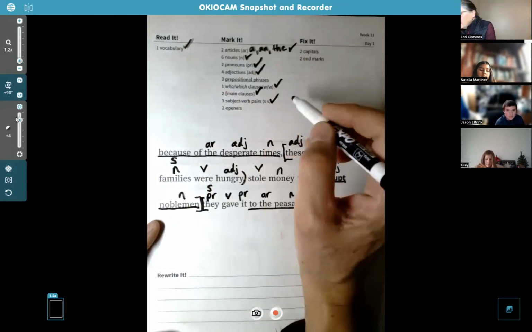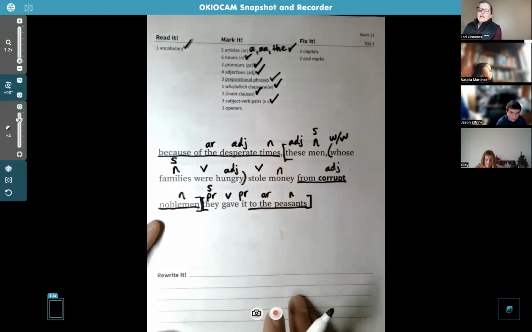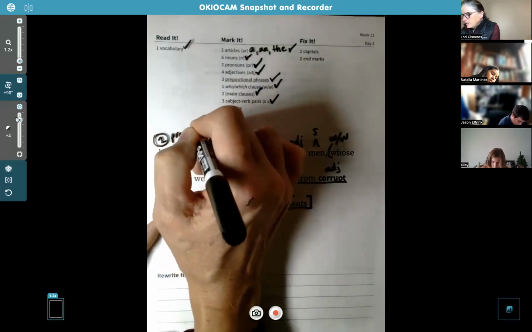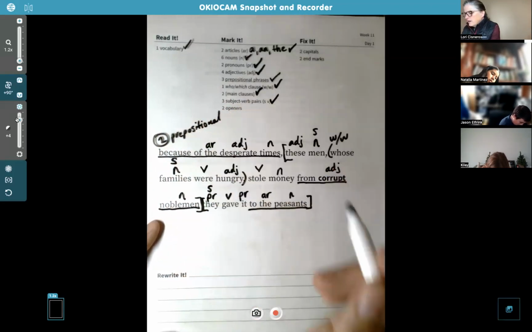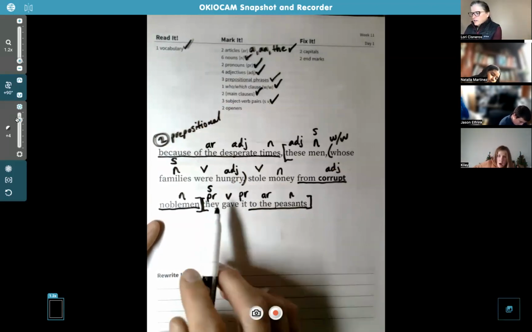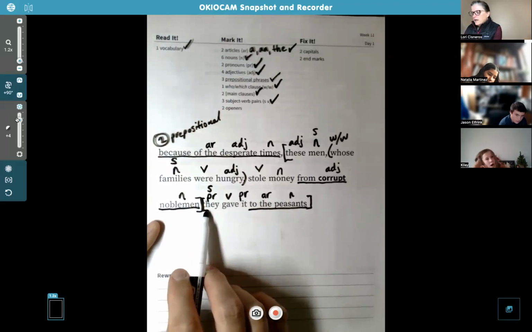So good job. Now we've got some openers. We only have two because we have two sentences here. So Natalia, do you remember what those openers are? In the beginning, because it's a prepositional opener. Good. Do you know what number it is? Two. Yes. Awesome. Prepositional. It's a giant word. And then let's see if Jason can find the other one. It starts here with they. What kind of an opener is that?